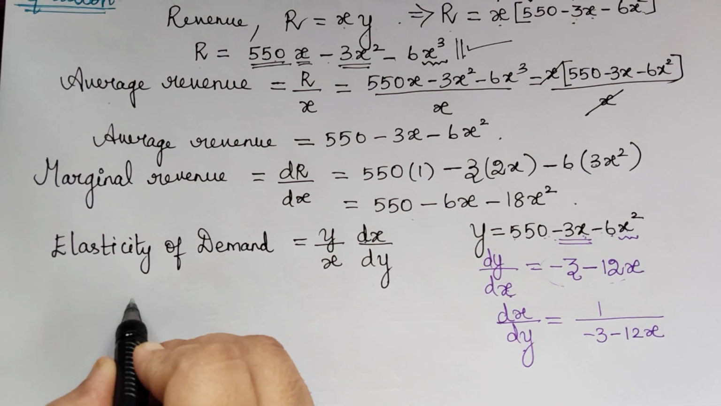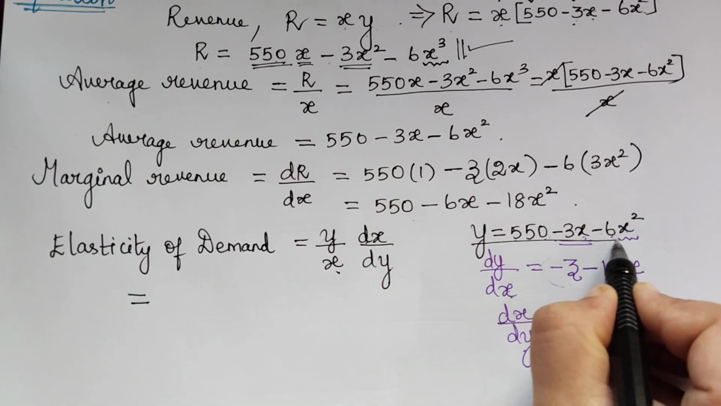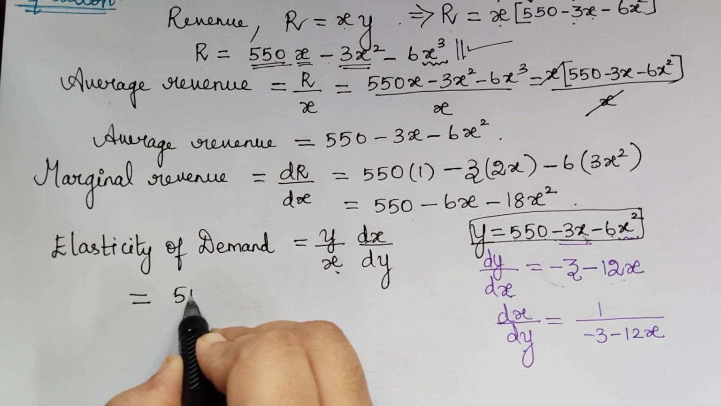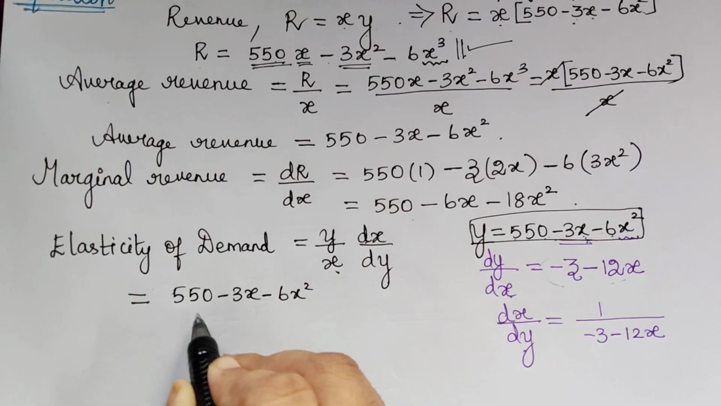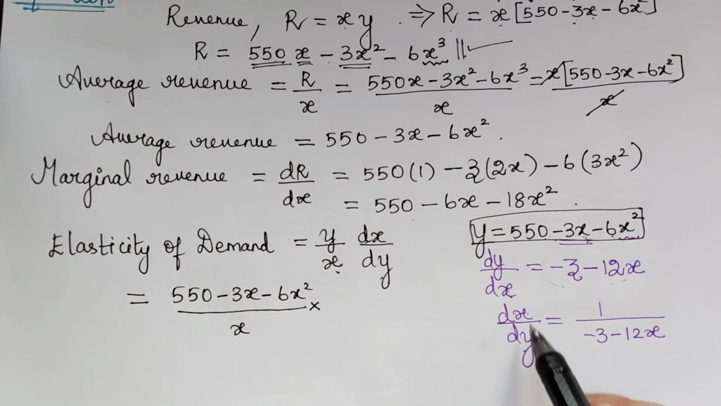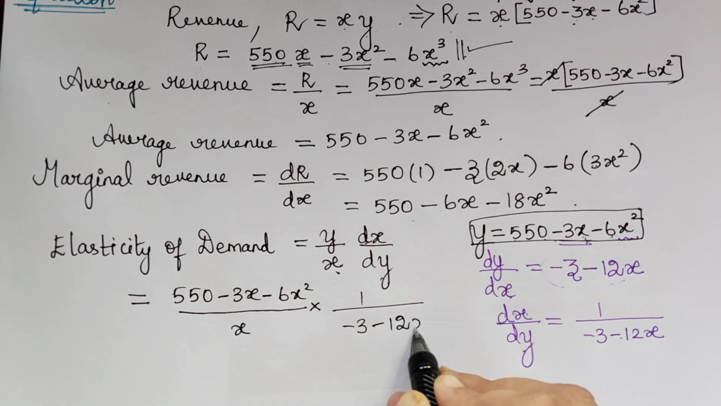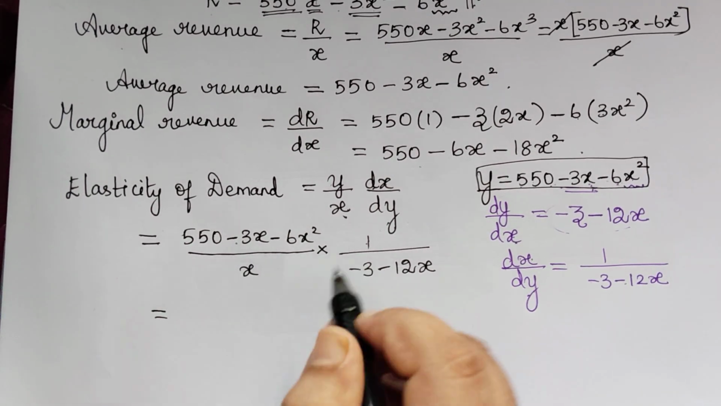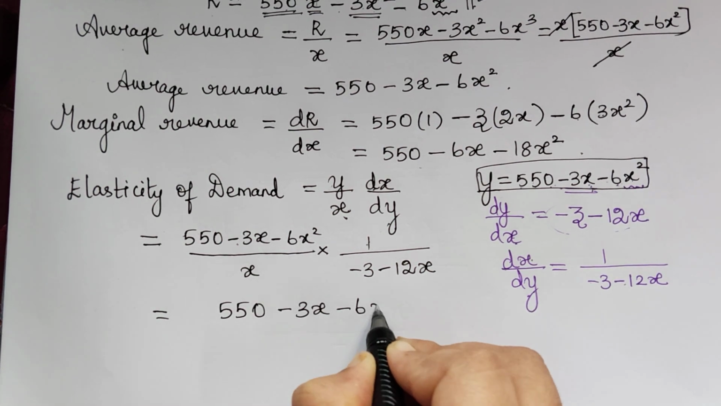So elasticity of demand will be equal to y by x multiplied with dx by dy. But what is y? That also we will substitute. So this is y, so we will substitute this y over here: 550 minus 3x minus 6x square divided by x multiplied with dx by dy. So dx by dy is 1 by minus 3 minus 12x. So on simplifying this, the numerator, if multiplied with 1, we will get it as it is. So 550 minus 3x minus 6x square.